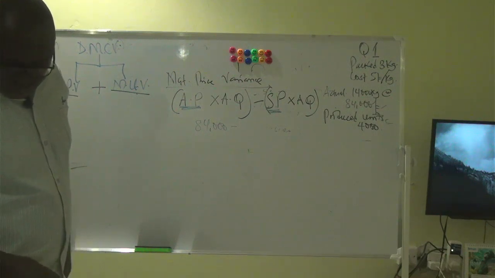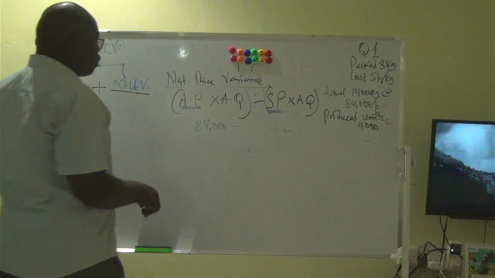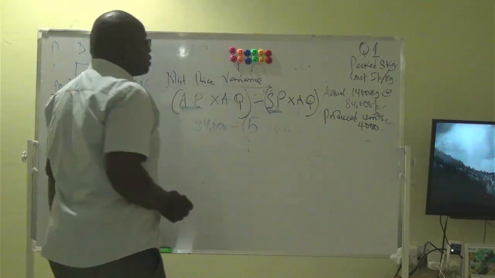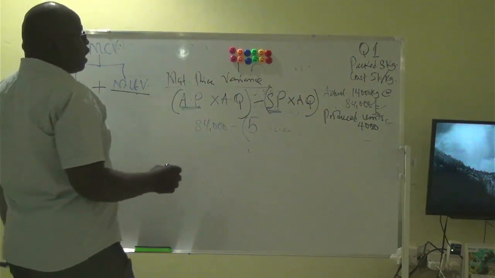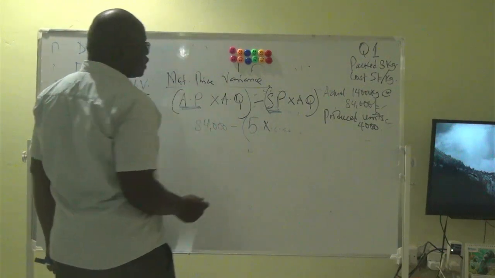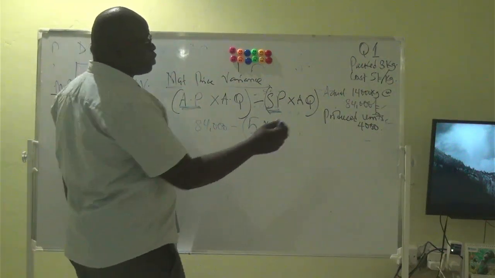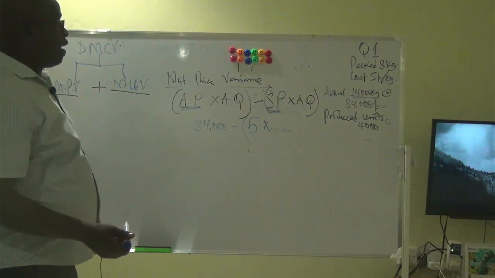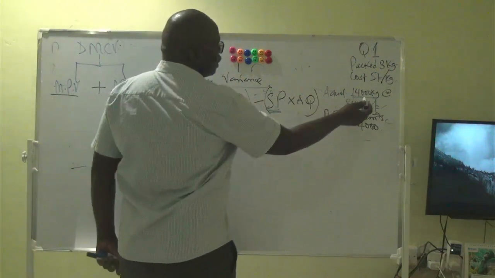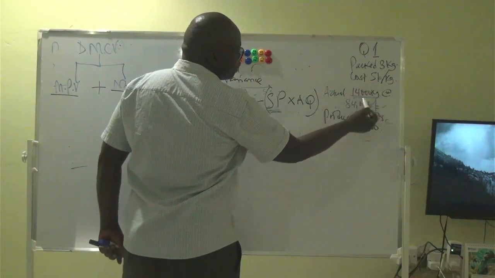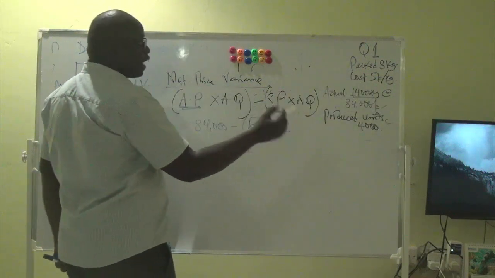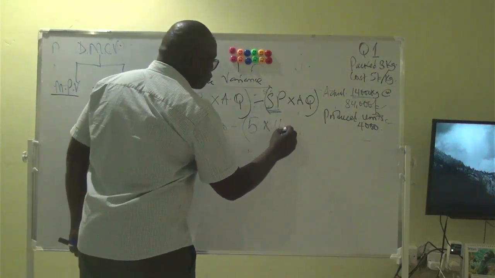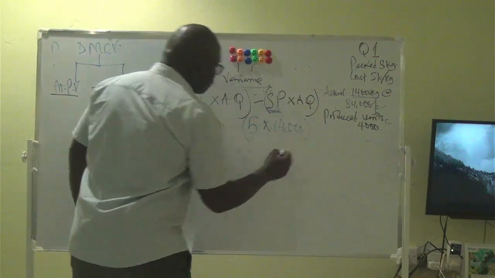Was 4,000 units. So, we are told the standard price is 5 shillings. And now the actual quantity produced was 14,000, and we are charging 5 shillings per kg, 14,000 kg. So if we multiply that with our standard price of 5 shillings per kg, it is 5 times 14,000.